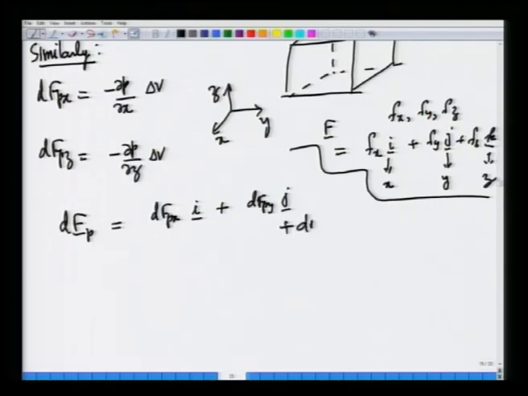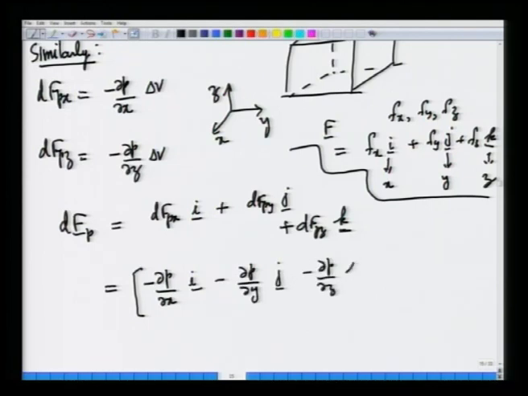plus dFpz times k, where i, j, k are the three unit vectors along the x, y and z coordinates of the Cartesian coordinate system. So, I can substitute for dFpx: minus partial p partial x i minus partial p partial y j minus partial p partial z k times delta v.